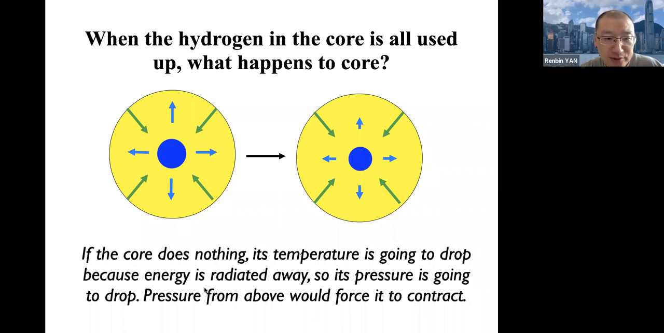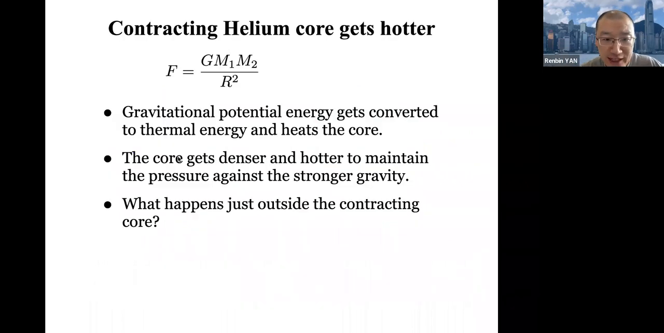When fusion stops, the first thing is that the temperature will drop, right? Because you're no longer producing energy in the center. The temperature will drop because that energy is being radiated away as luminosity through the surface of the star. And as temperature drops, the pressure is going to drop. And then the pressure from above, basically all the gravity, all the weight of the mass from the outer layers, wants to fall toward the center. And they will force the core to contract. It basically will compress the core to a smaller size.